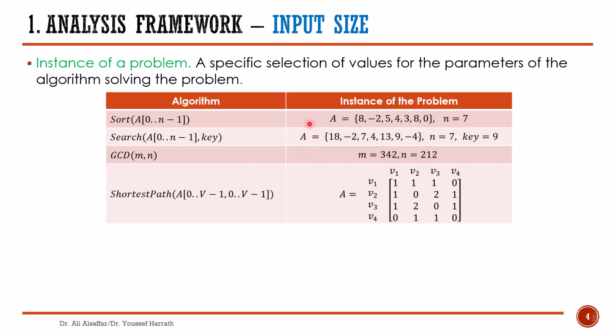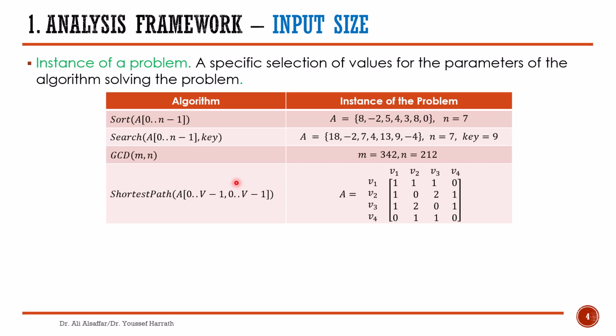And here is an example of an array of size 7 with elements 8, -2, 5, 4, 3, 8 and 0 considered as an instance of the sorting problem. Similarly for a searching algorithm, if the input parameters are an array of integers of size n and a searching key, then any particular array of integers of size n with specific values and a key would be an instance of the searching problem. And here is an example of an array of size 7 with a key equal to 9.